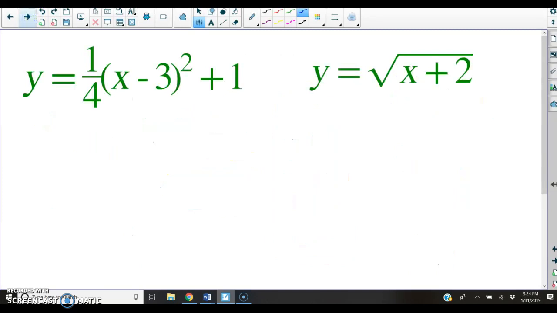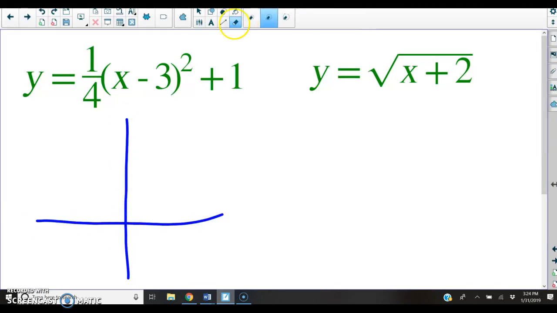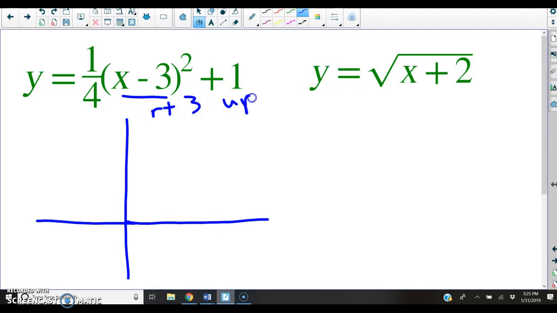So what is this one going to do? Well, it's a quadratic again, so it's going to be a fancy U, a parabola. The negative 3 moves it right 3. The plus 1 goes up 1. And the 1/4 is going to make it go up slower. So it's a vertical shrink.